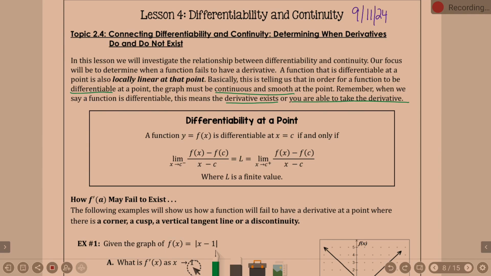Okay, so differentiability. Now, we've already talked about some of these, but how might f prime of a, when I say f prime of a, that is short for saying the derivative, yes? F prime, that's derivative, anytime you see that prime. So how might the derivative fail to exist? The following examples show us how a function will fail to have a derivative at a point where there is a corner, a cusp, a vertical tangent line, or a discontinuity.